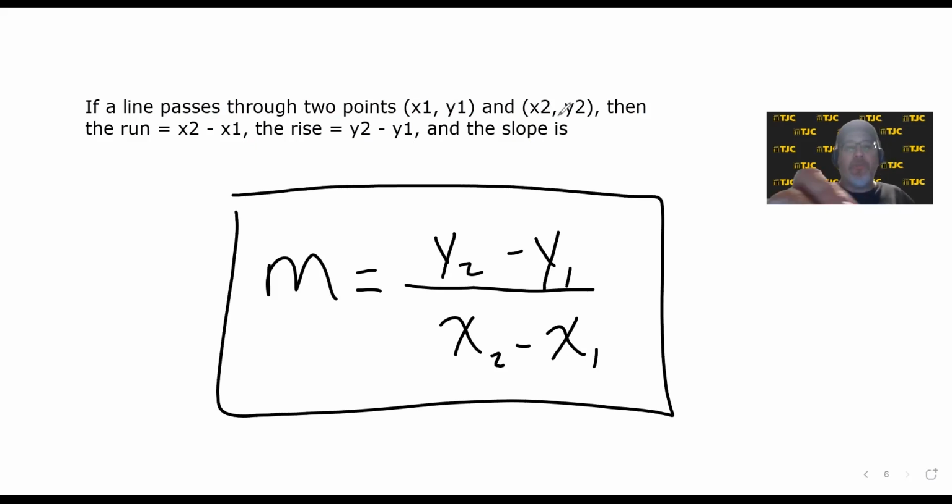If you're given 2 ordered pairs, think of it as a recipe. Take one ordered pair, take another ordered pair, bake at 350 for 20 minutes, ding, you got a slope. All right, let's take a look at some homework questions.